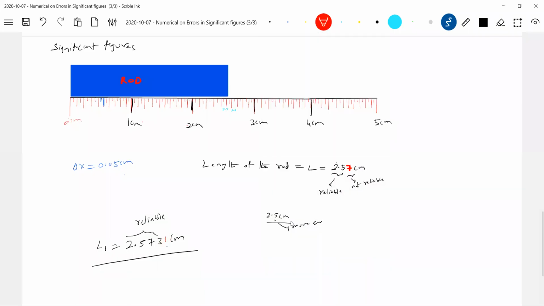And this is a guess. So therefore we'll say unreliable. So what is significant figures? The sum of reliable plus unreliable is significant figures. So what is the use of this? Tell me, if I write like this, what does it mean?